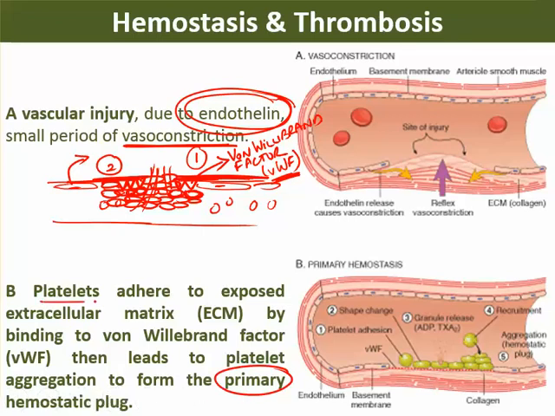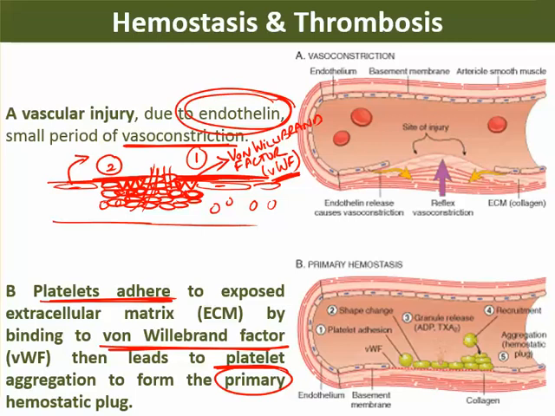Platelet attaching to the von Willebrand factor leads to platelet aggregation. Platelet aggregation means what? Bringing all the platelets. So this is called primary hemostasis.